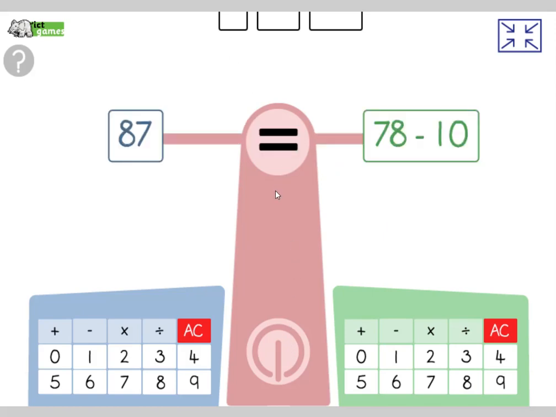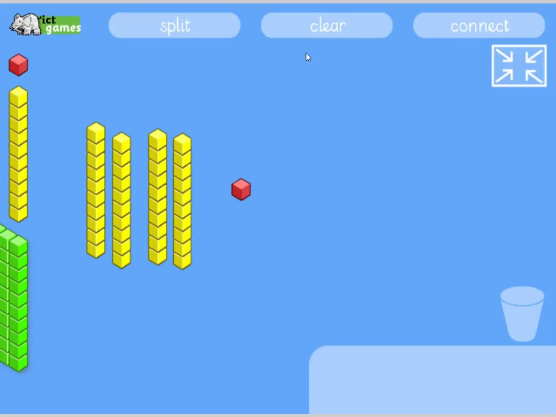Okay, last one of these. 87 and 78 take away 10. What symbol will we get here? So pause the video and write that out for me. Okay, guys. So we've got 87 and we've got 78 take away 10. Let's just have a look at that.